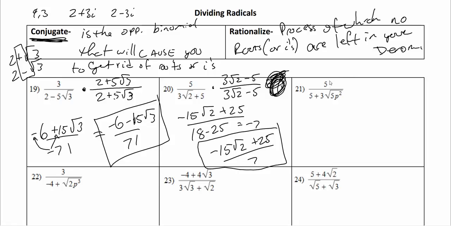Here we go to this one. I know this has got a variable, but it doesn't matter. It's the same thing. I'm going to multiply by its conjugate. Okay, its conjugate, here we go. We got 5 minus 3 root 5p squared.